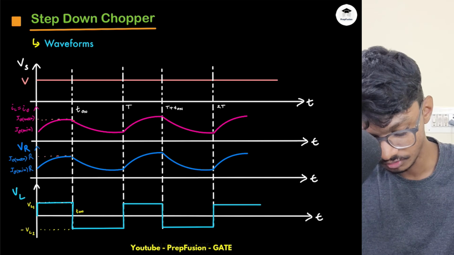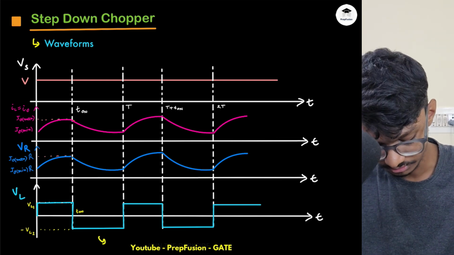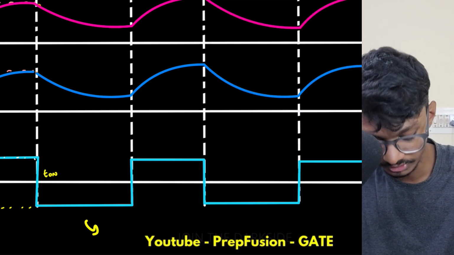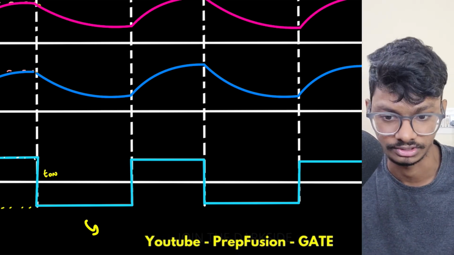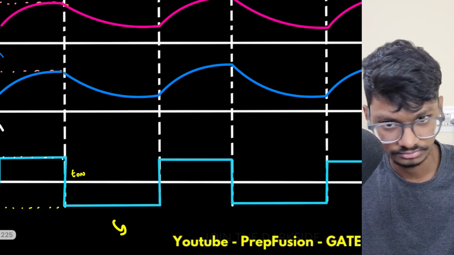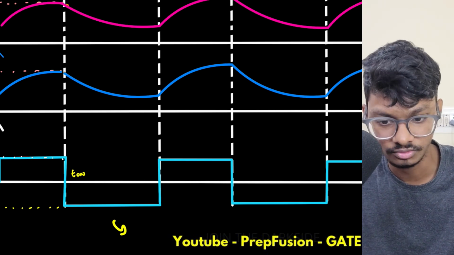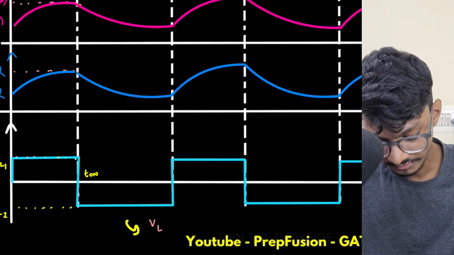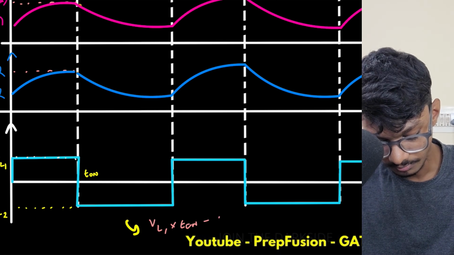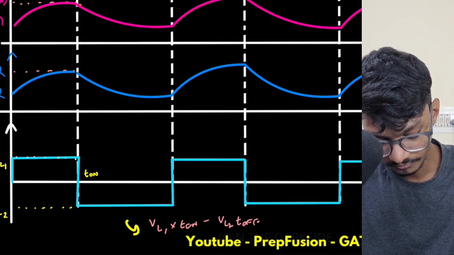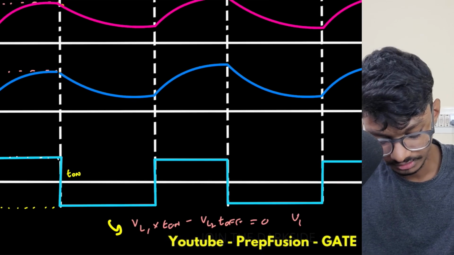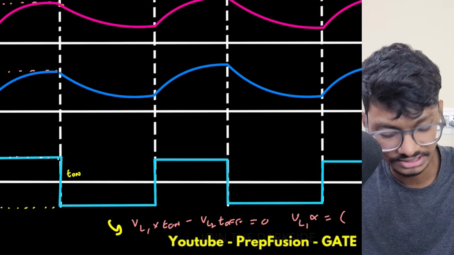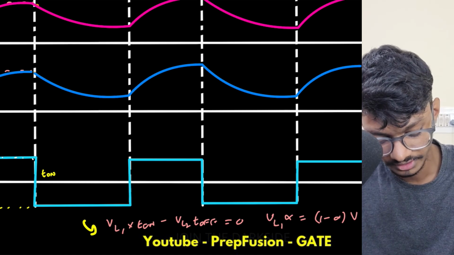So if the average voltage is 0, what equation can I write? From this particular graph, I can write this equation, and this is the equation that we will actually use for solving most of the cases and deriving formulas as well. Here the areas should be equal, and overall area under the time axis throughout a cycle should be 0. So I can write VL1 into T on minus VL2 into T off equals to 0. So VL1 into T on, T on is alpha into T. So VL1 into alpha, and T off is 1 minus alpha into T. So this will be 1 minus alpha into VL2.